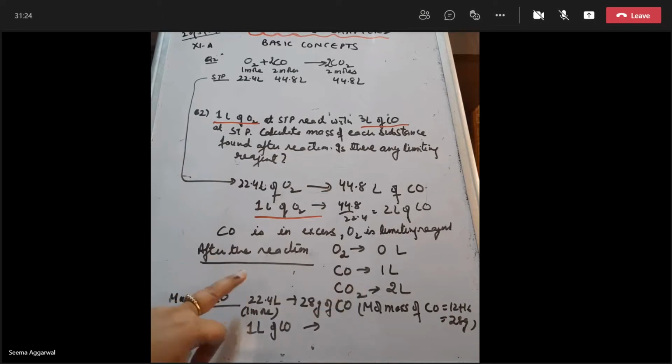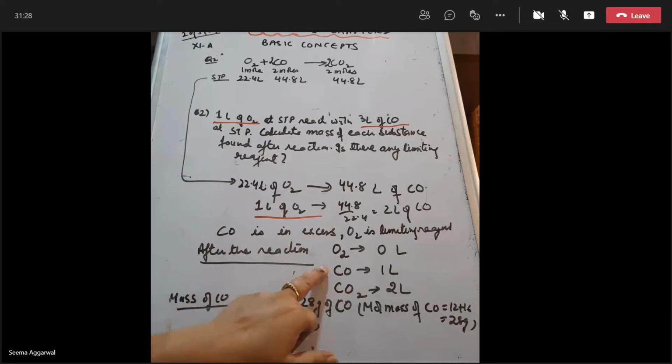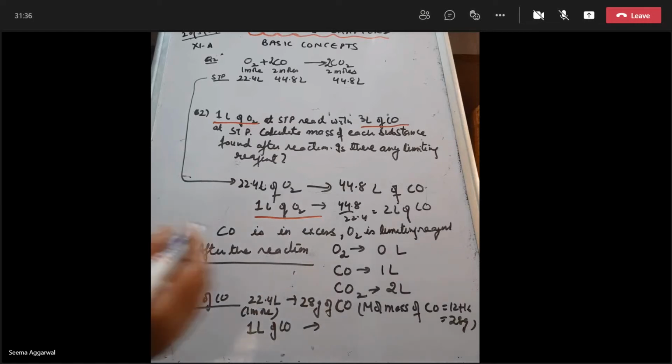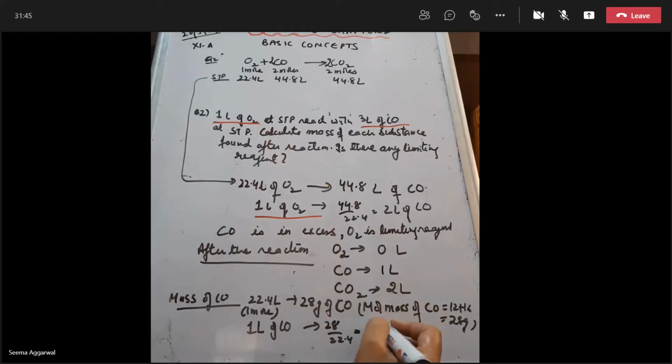So if 22.4 liters is equal to 28 grams, 1 liter will be equal to how many grams? Carbon monoxide 1 liter was left, so 1 liter will be equal to how many grams? How will you do it? 28 by 22.4. Now who is going to tell me the answer? 1.25 grams. Now, in the similar way, we can find out the mass of carbon dioxide.